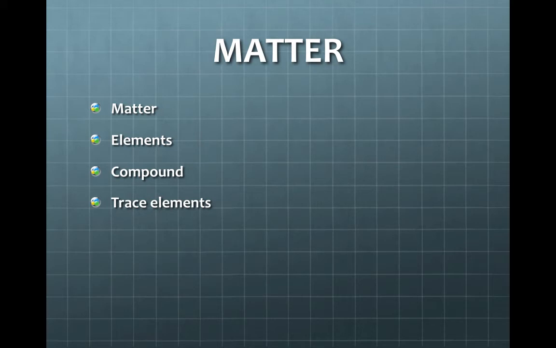Organisms are composed of matter. Matter is anything that takes up space and has mass. Matter is made up of elements. Elements are a substance that cannot be broken down to other substances by chemical reactions. There are 92 elements that occur in nature.